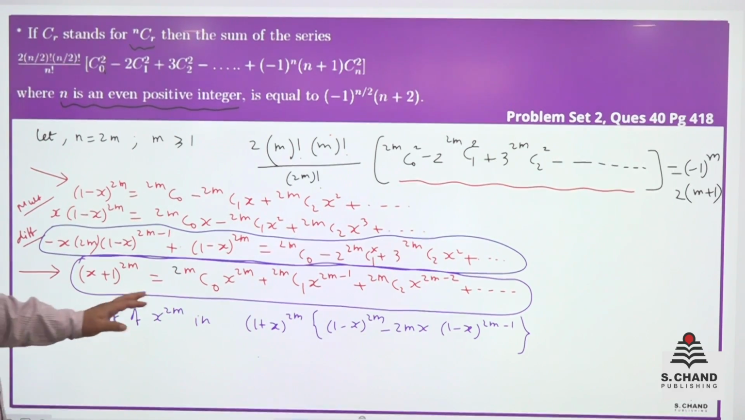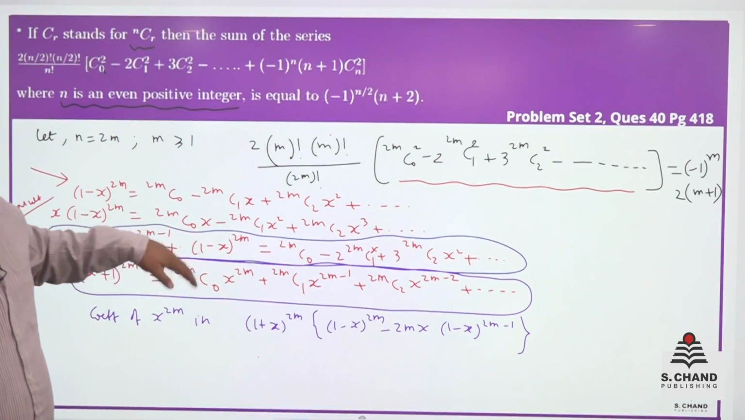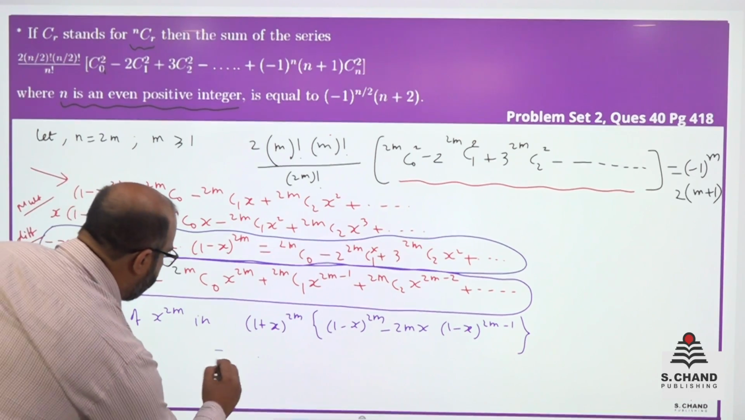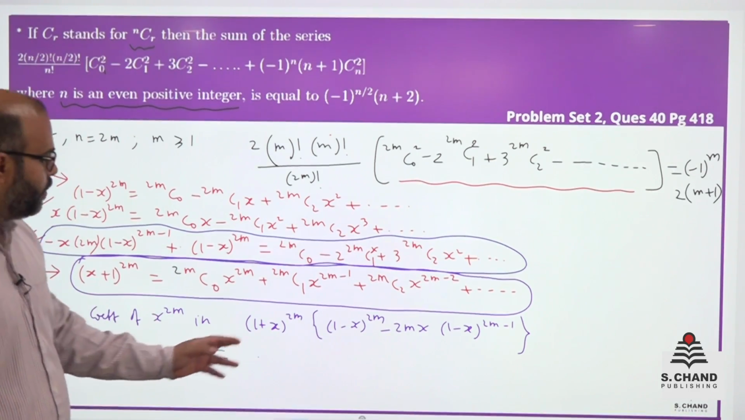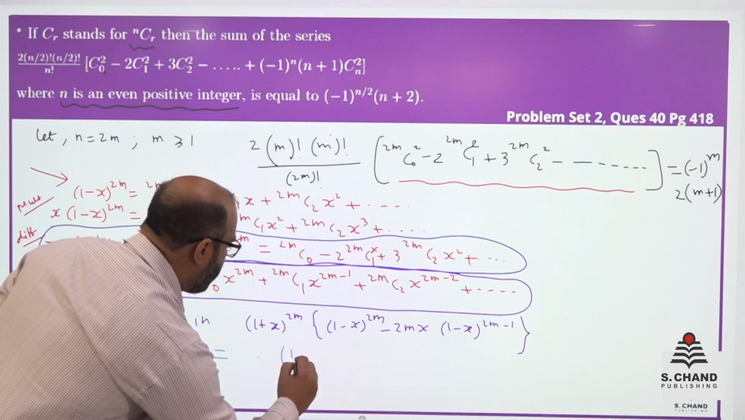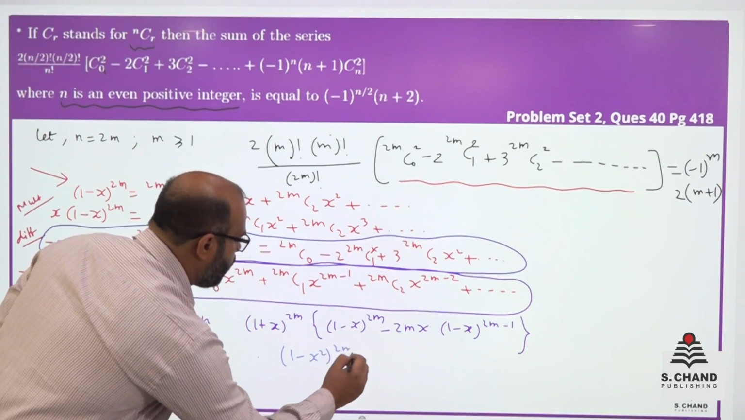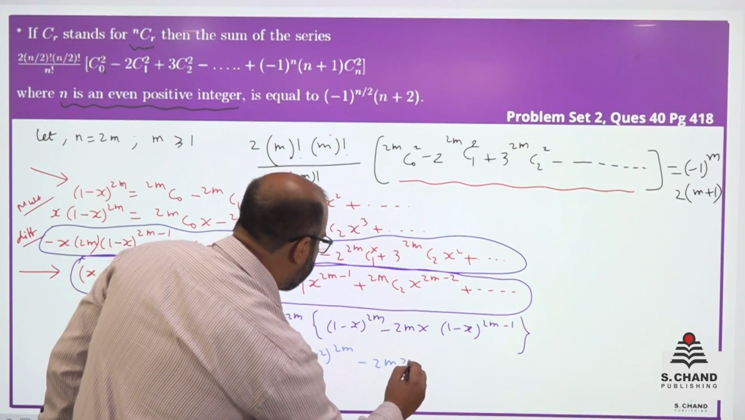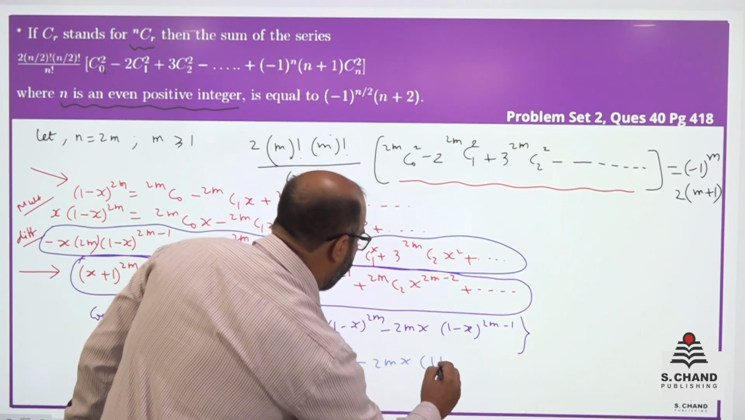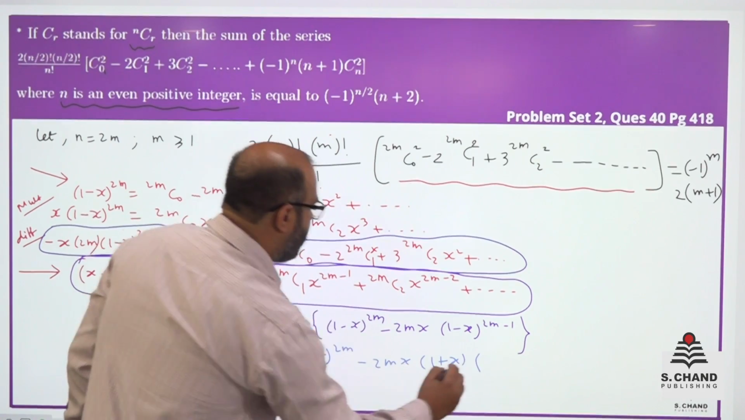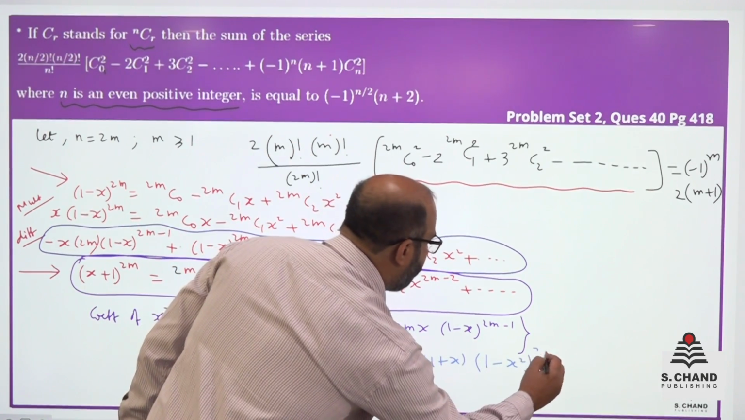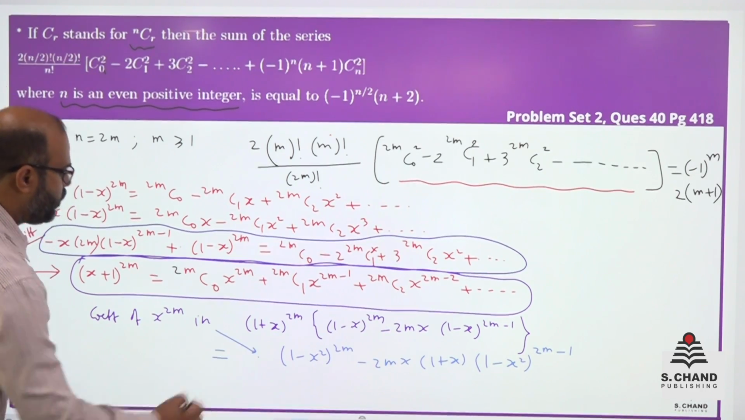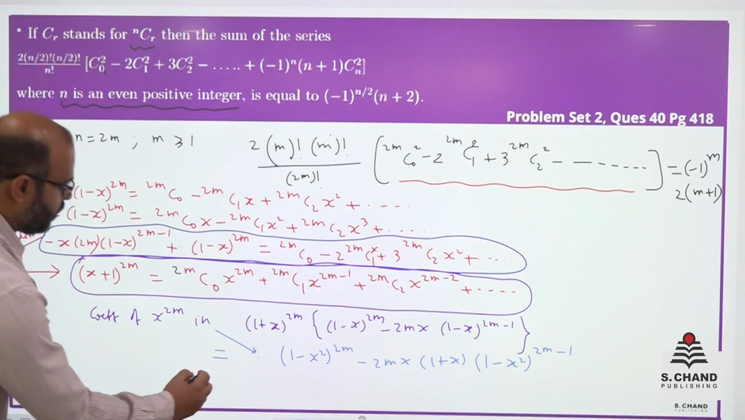So now coefficient of x to the power 2m in the multiplication of the left hand side is the same as on the right hand side. So in the next step, what is the coefficient of x to the power 2m? So here it is 1 minus x square to the power 2m. Here when you will multiply, you can take minus 2mx into 1 plus x into 1 minus x square to the power 2m minus 1, right? You can write it like this. So coefficient of x to the power 2m in this expansion.